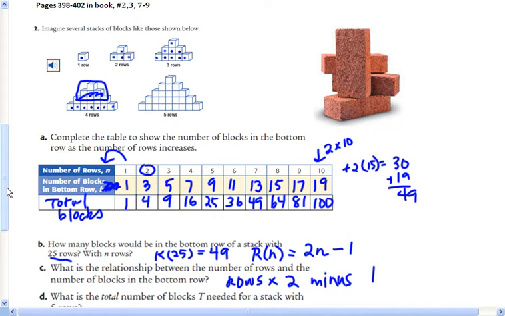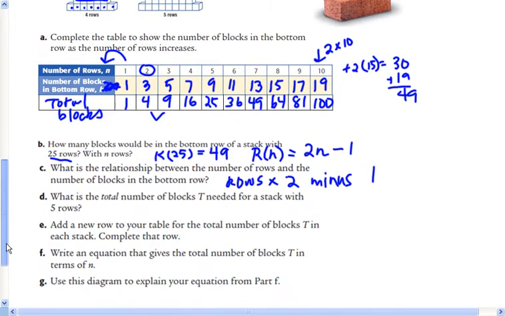And we know that this is a quadratic relationship because it's y equals x squared, the number multiplied by itself. So the total number of blocks T needed for a stack with 5 rows is, right here, 5 times 5 is 25. Add a new row to your table for the, oh, we did that already. Write an equation that gives a total number of blocks T in terms of n. T is equal to n squared.